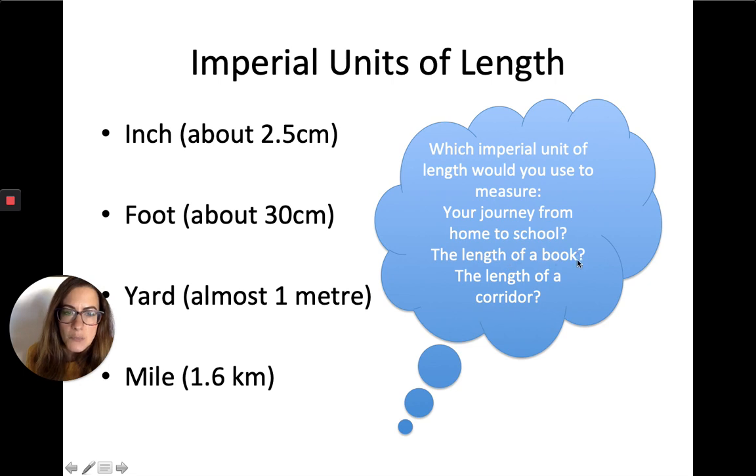For the length of a book, well, again, it depends on the book, but if it's like a big school book, you might use a foot, but if it's a littler reading book, you'd probably use inches. And the length of a corridor, again, depends on the corridor, but you'd probably be looking at yards, a couple of metres, a couple of yards.